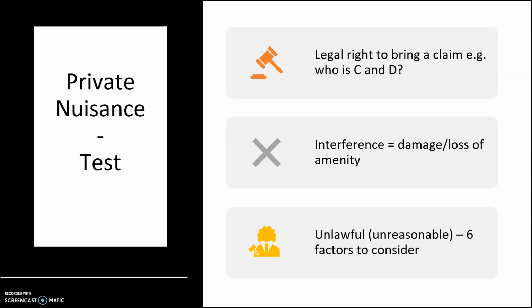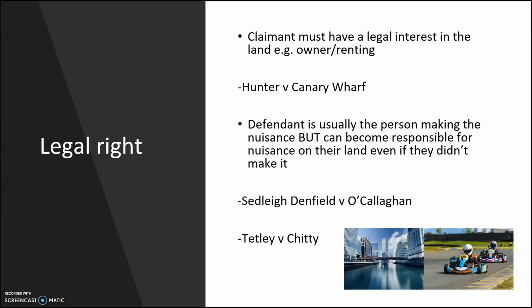And you need to establish why the defendant is an appropriate defendant to be able to be sued in that instance. The second part of the test is you have to establish what the interference was, and that can either be physical damage or a loss of immunity. Again, we'll explore that in a second. And then finally, the third part of the test is you have to explore whether the interference was unlawful by reason of it being unreasonable. And there's 6 factors to consider there.